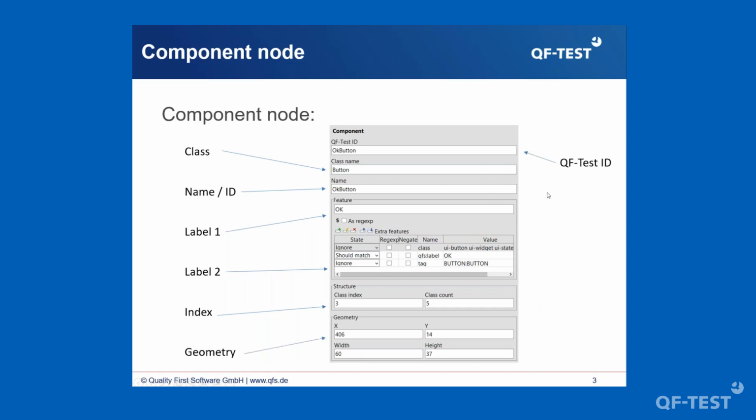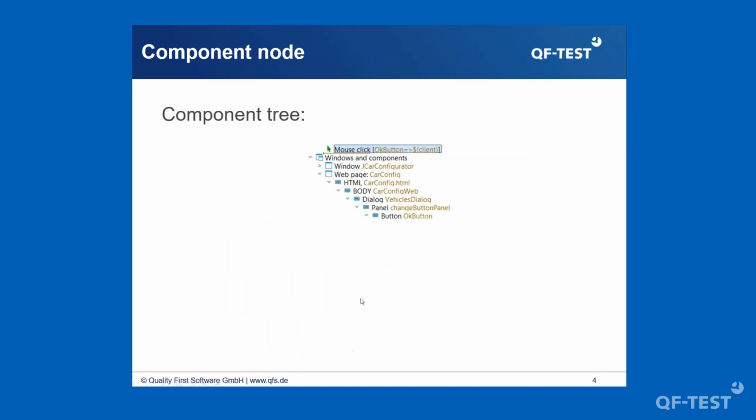Right, the QFTest ID, in the classical component node, has to be used in the mouse clicks and all the action nodes. Yeah, so that's what it will look like when you use it in the test suite. Yeah, and you have the hierarchy. That's an important part of component recognition. Right, and here you've got the component ID, and that's being used in the event nodes and check nodes.